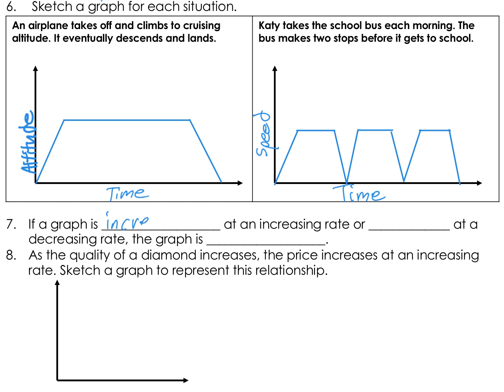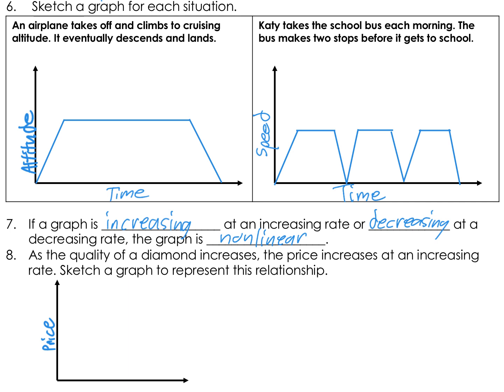Now, it's important to keep in mind that if a graph is increasing at an increasing rate or decreasing at a decreasing rate, the graph is nonlinear, meaning it curves. For example, as the quality of a diamond increases, the price increases at an increasing rate. Let's sketch a graph to represent this relationship.